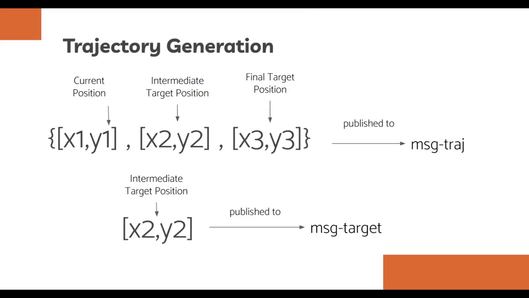Next, we will input the current position of the hector, the position of the intermediate target, and the position of the final goal, in that respective order, in a vector, and publish it to the message trajectory topic, and the intermediate target's location will also be published to the message target topic.